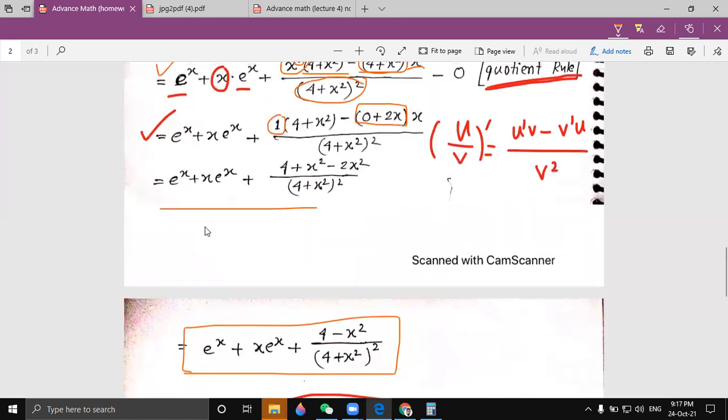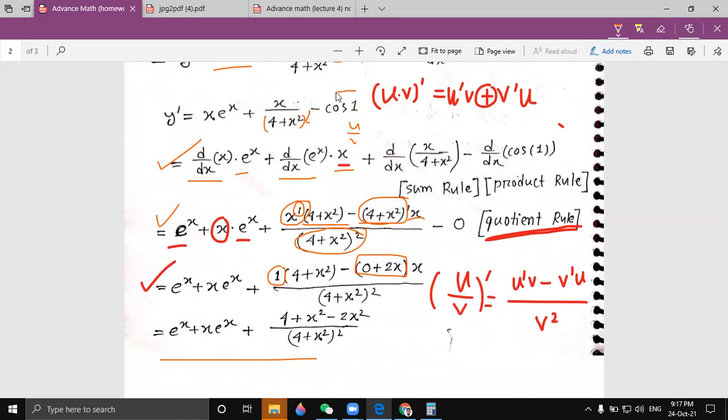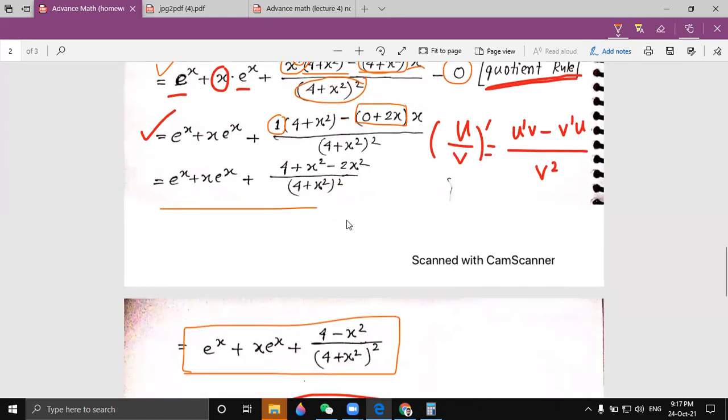And here is the important thing. If we differentiate cos 1, it will become 0. But if we differentiate cos x, it will be minus sin x. If you differentiate just a number like cos 5, it will become 0. Any number will still be 0, same as a constant. If you differentiate a constant, it will become 0.